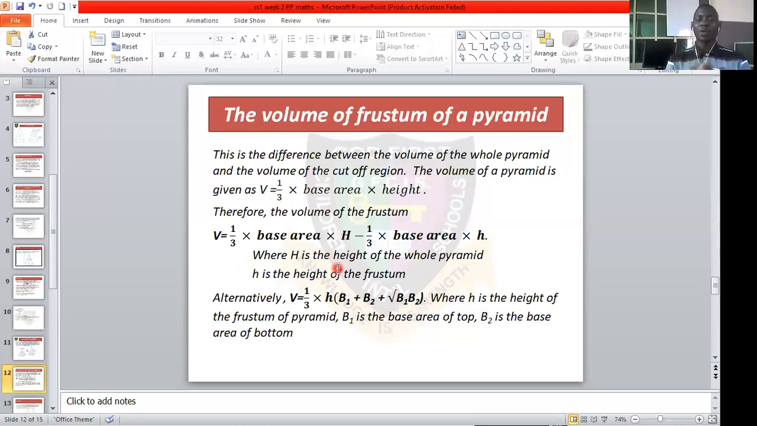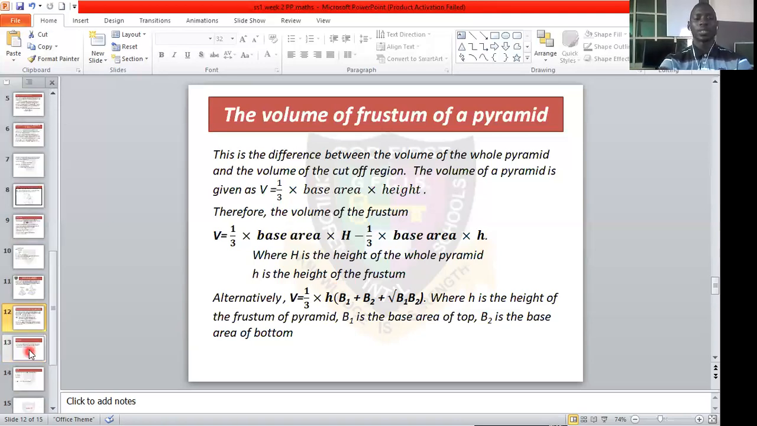So you can use V equals 1/3 times base area times height of the whole pyramid, minus 1/3 times base area of the smaller pyramid times height of the smaller pyramid. Or you can use V equals 1/3 times h, open bracket, B1 plus B2 plus square root of B1 B2, where h is the height of the frustum, B1 is the base area of the top, B2 is the base area of the bottom, plus the square root of the product of both base areas of the top and bottom. I'd like to take one example with you.